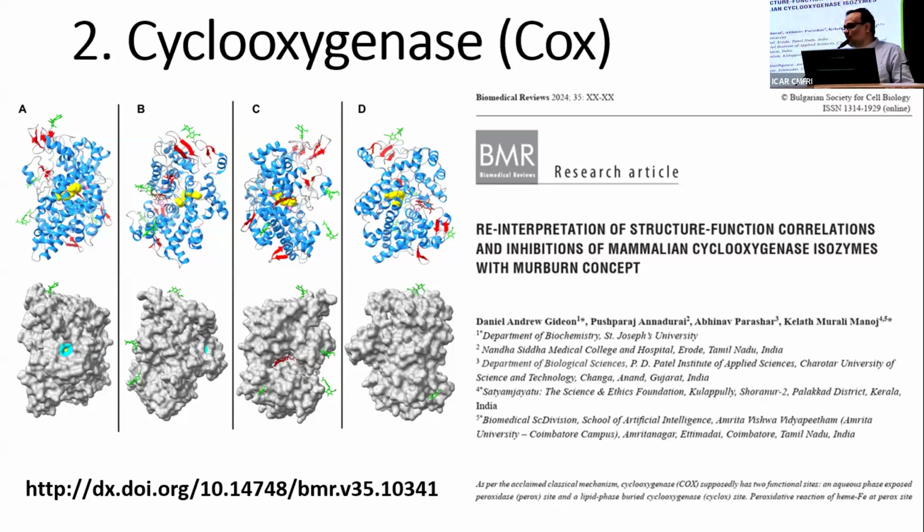So the other system is cyclooxygenase. Cyclooxygenase is very famous for pain and inflammation, which are due to its activity. The natural substrate of cyclooxygenase is arachidonic acid. We tried to reinterpret the structure-function correlations of mammalian cyclooxygenase using the Murburn concept. You can see that the active site channel for entry of arachidonic acid is very small. Certain crystal structures show that it can open up a bit more, but I'll come to the details.